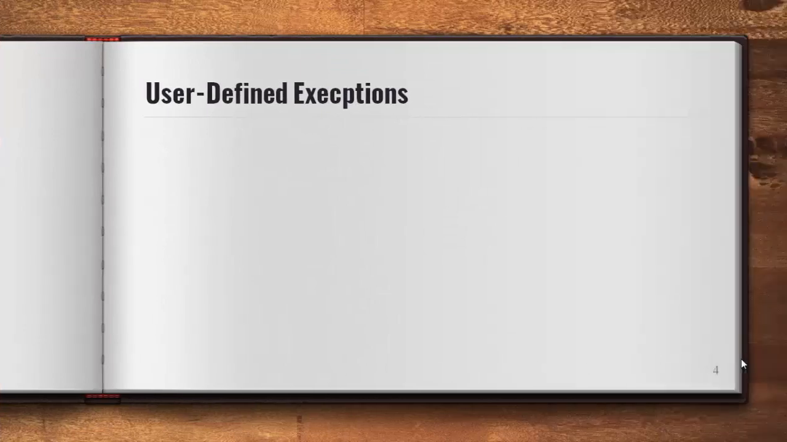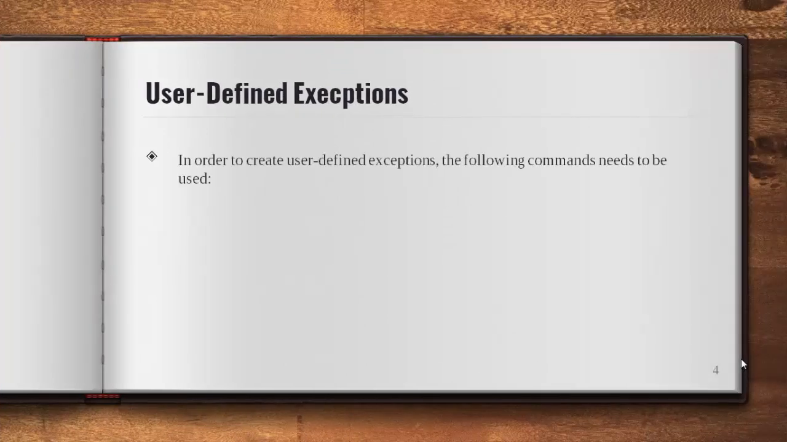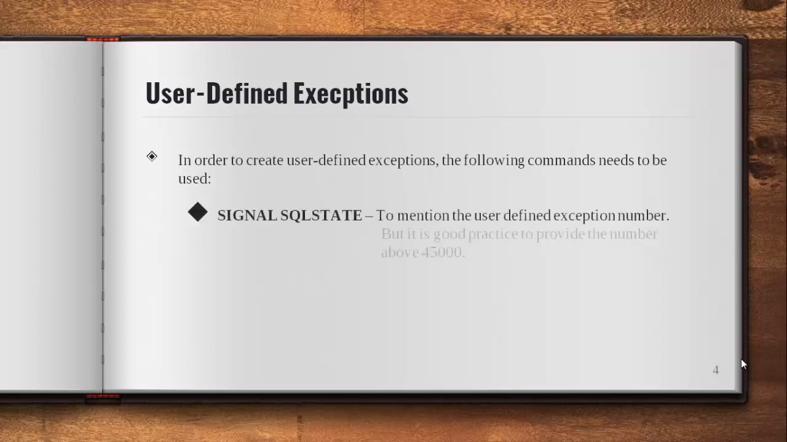Next, we'll see about user-defined exceptions. In order to create a user-defined exception, we have to use the following commands. Number one, SIGNAL SQLSTATE. That is the command which is used to mention which kind of exception it is, and we have to provide a number, which is a user-defined number. We can provide any number, but it is very good practice to provide a number above 45,000.